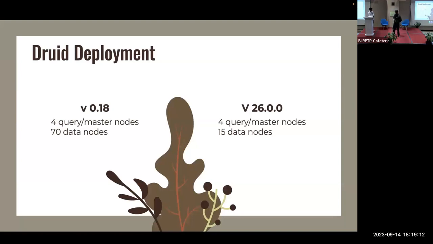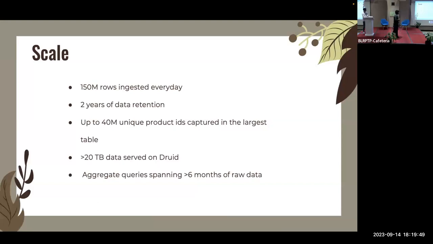So something about the Druid deployment that I deal with. We have currently migrated from version 0.18 to 26. In the old cluster we had around 70 data nodes and four query slash master nodes. So you see a great cut down in the cluster size from 70 data nodes to 15 data nodes. I'll talk about these tunings in the next coming slides, but this is how the deployment looks like.